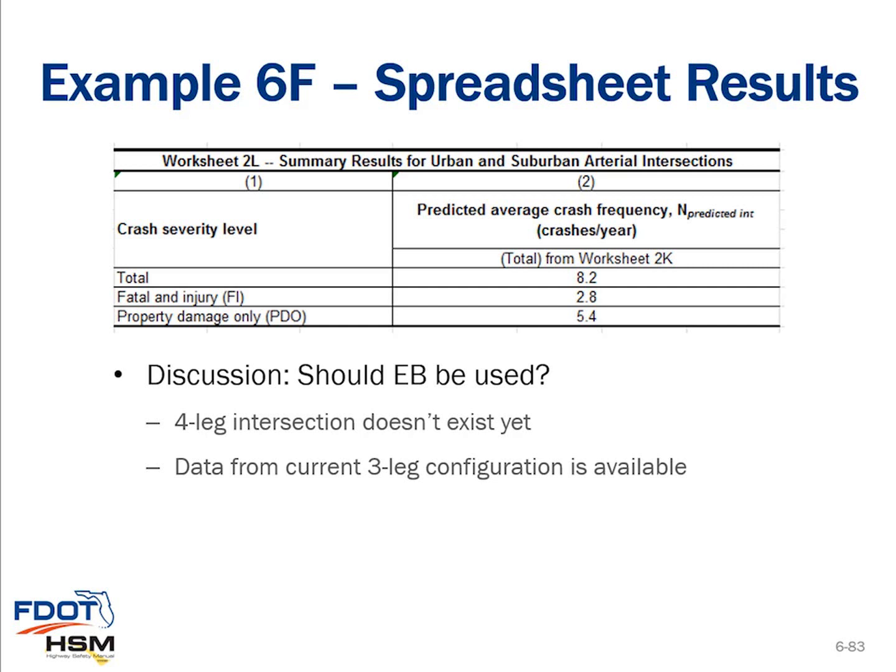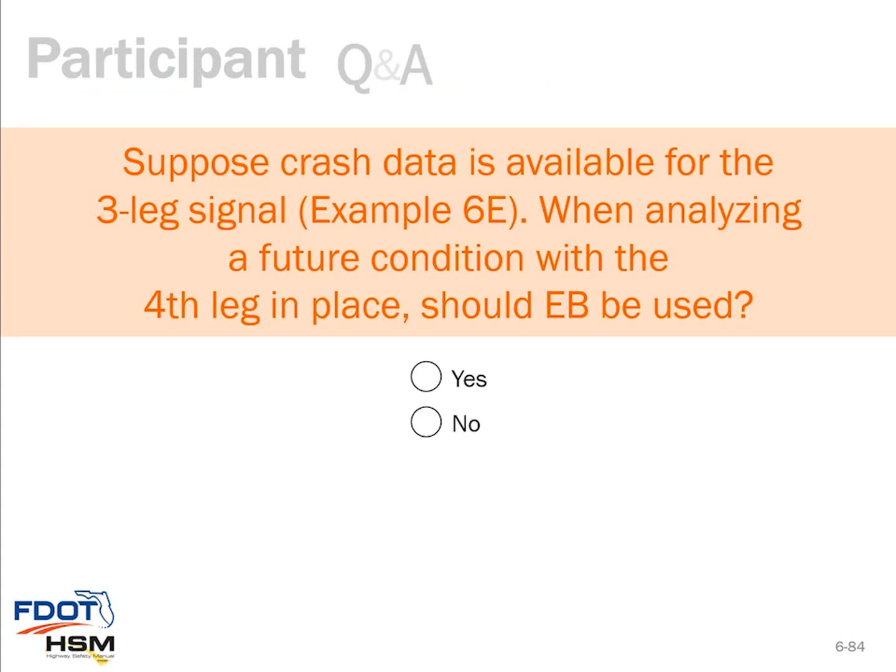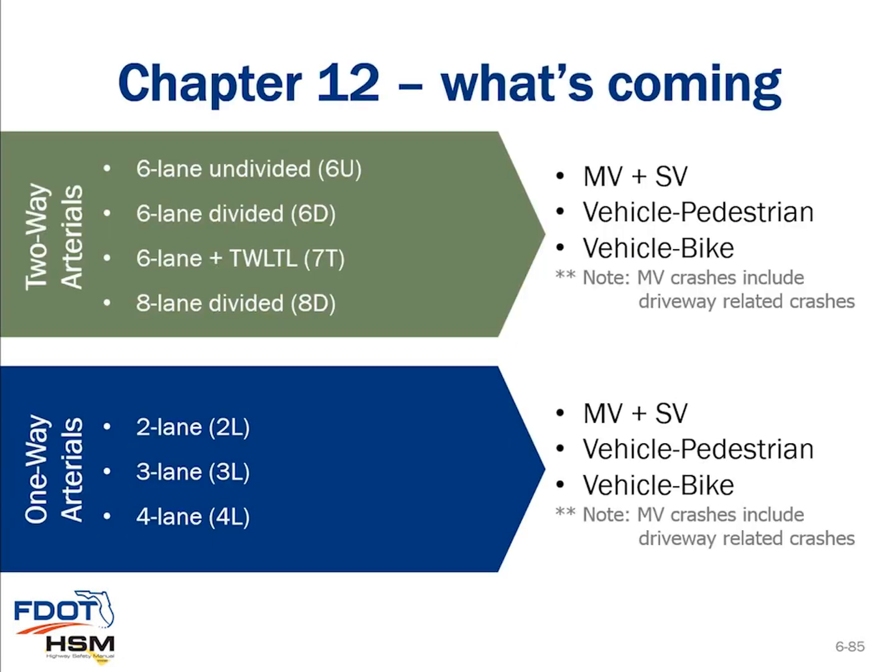So we previously went through the analysis and provided empirical Bayes, but now we've gone to a 4-leg intersection, and we don't have crash data for a 4-leg condition, but we do have data for a 3-leg condition. Let me pose this question to you. Suppose crash data is available for the 3-leg as we had in example 6E, and when analyzing a future condition with the 4th leg in place, should empirical Bayes analysis and going to N expected be used? Yes or no?